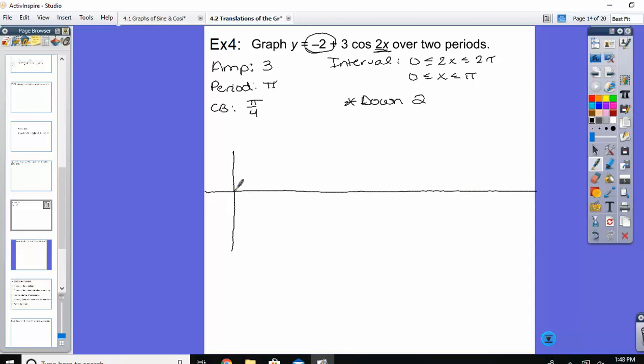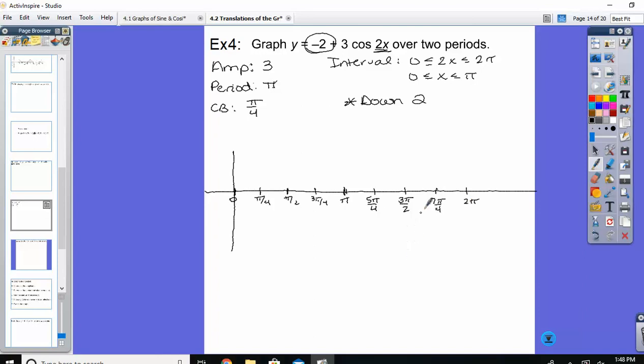Okay, counting by pi over 4. So 0 is my first point. Pi over 4. 2 pi over 4 is pi over 2. 3 pi over 4. And 4 pi over 4 is just pi. That would be the first period. Do you want me to go ahead and put the 4 more points for the second one? So if I just keep adding pi over 4, 5 pi over 4, 6 pi over 4 is 3 pi over 2, 7 pi over 4, 8 pi over 4 would be 2 pi.